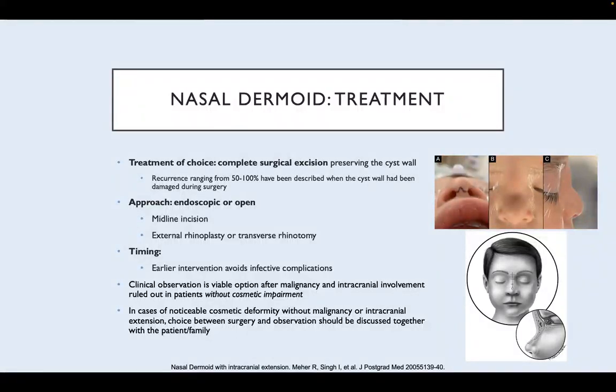Clinical observation is sometimes a viable option after you've ruled out a malignancy, or you've ruled out that there's any intracranial involvement. And this is in patients generally without cosmetic impairment. If there is a noticeable cosmetic deformity, but you have ruled out a malignancy or intracranial extension, then the choice between surgery and observation should be discussed with the patient and their family.